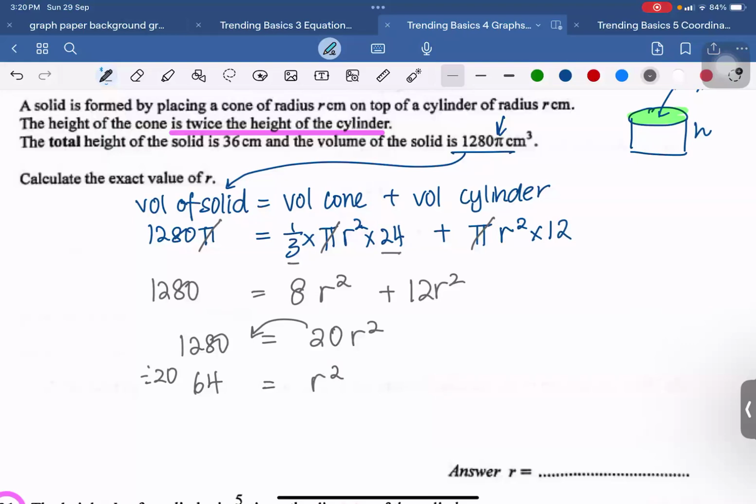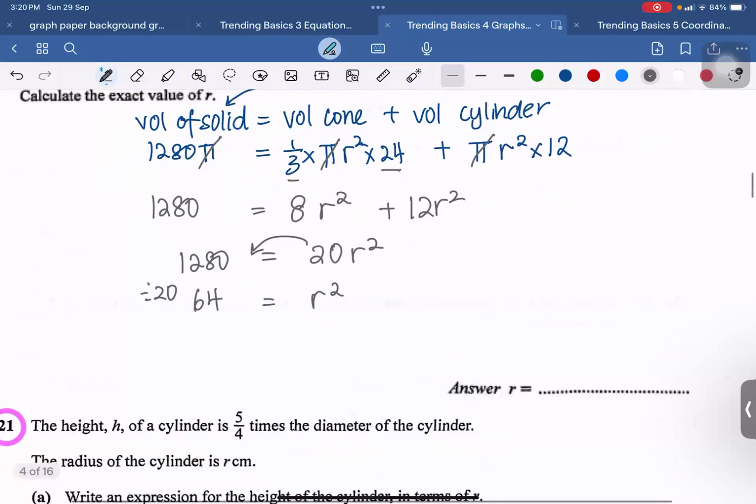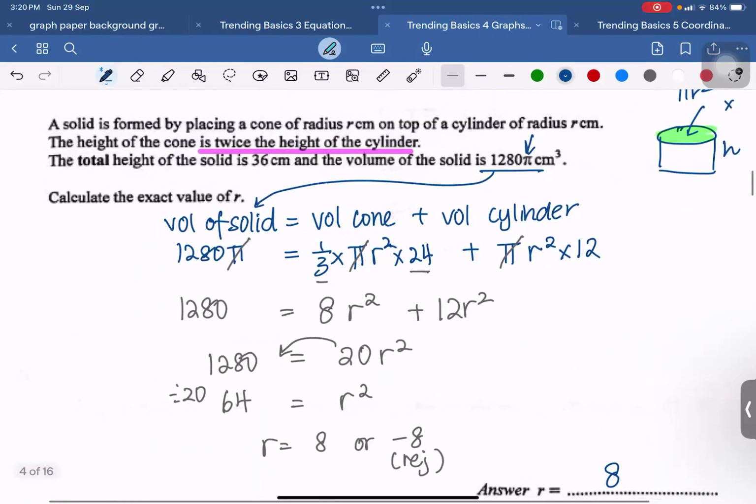64. Thank you. Then square root, r equals to 8 or -8. Of course, length cannot have negative number. So this one, r is equal to 8. Just nice.